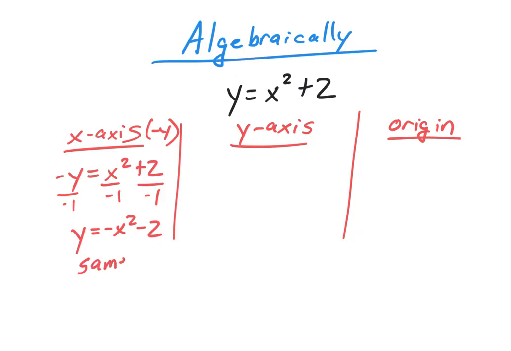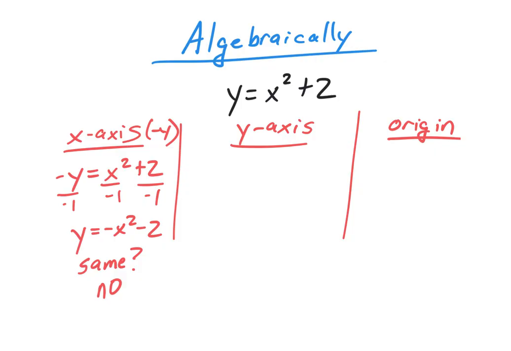And the question that you ask yourself is, is this the same as what we started with? And it's not. It has different signs, right? And so our answer is no. It is not the same. So it is not symmetrical to the x-axis. If it is the same, then it would be symmetrical to the x-axis.